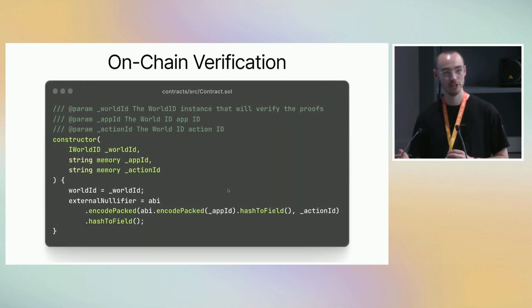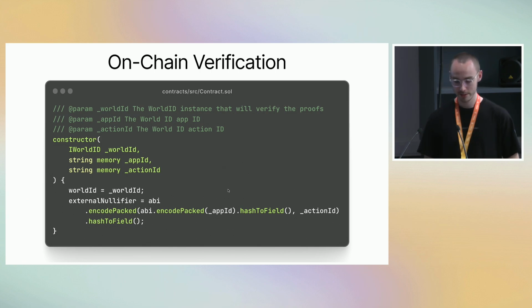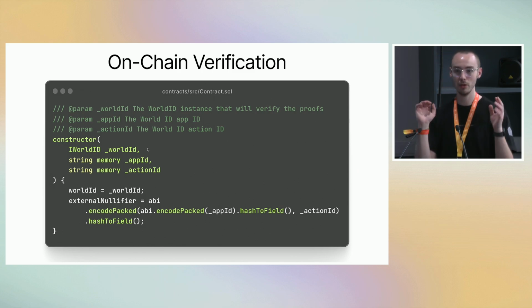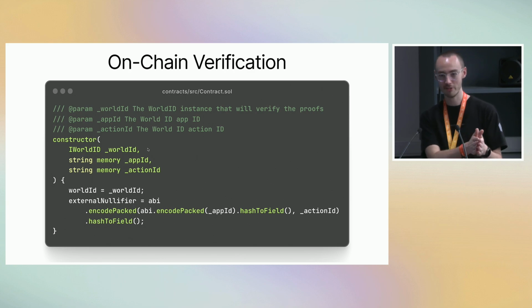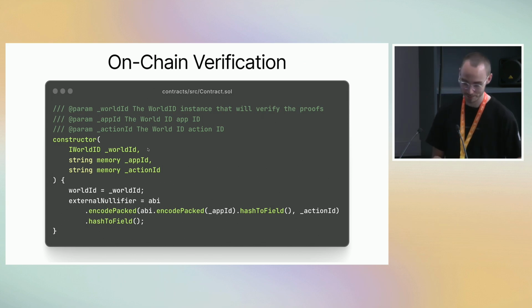For on-chain verification, it's a little more complex, but again, we have a template repository that already has a very basic smart contract written for you. In the constructor of your contract, you need to input the app ID and action ID, again, as you got them from the developer portal. But world ID here is the address of the World ID router. That is the smart contract that is a proxy that will always make sure that contract address stays consistent. And that's where you call the verify proof function, submit the proof, and get to know if the user is actually verified with World ID or not.